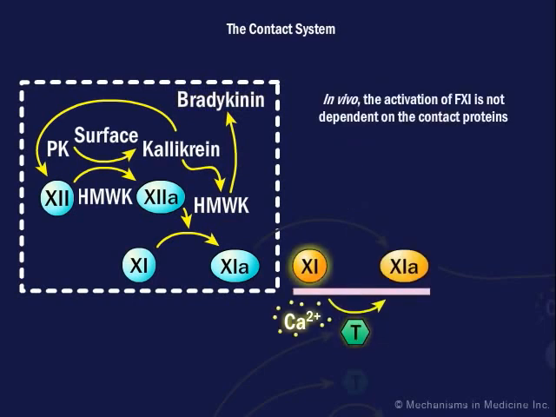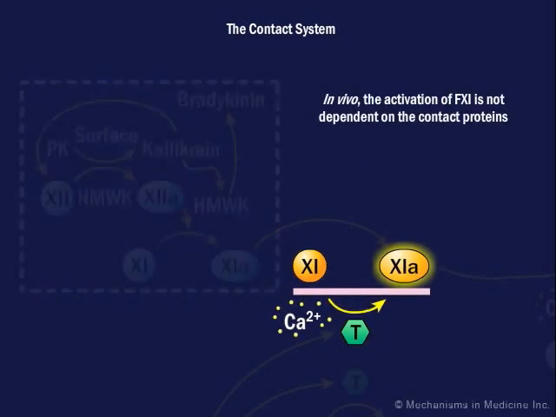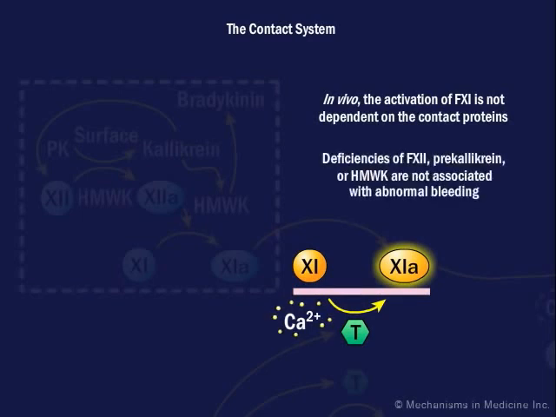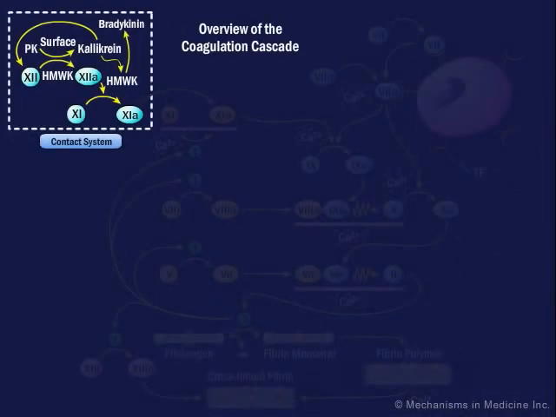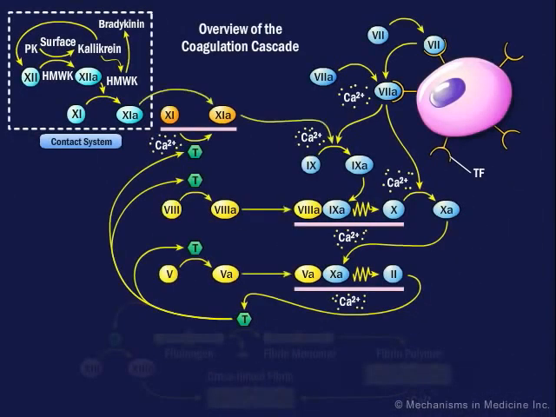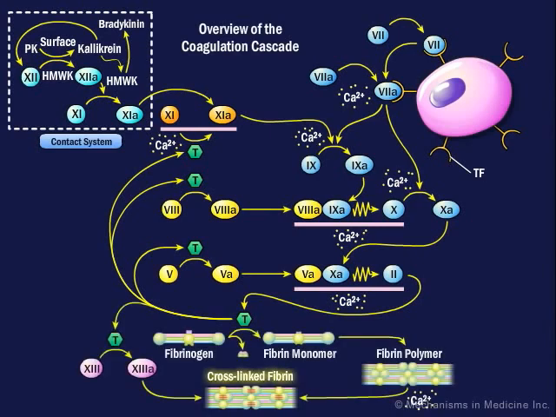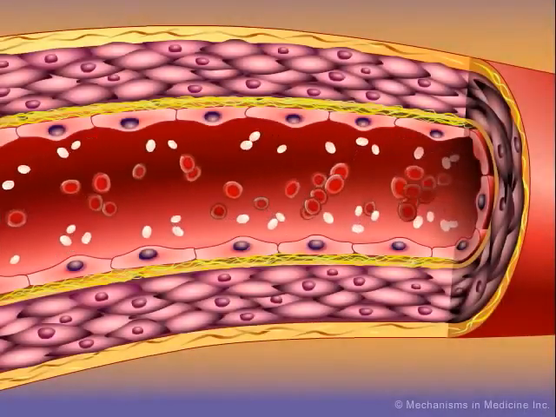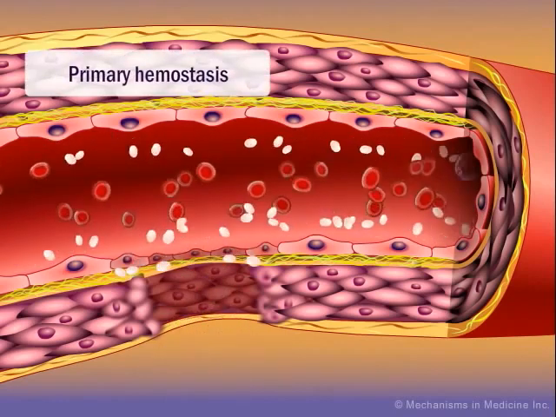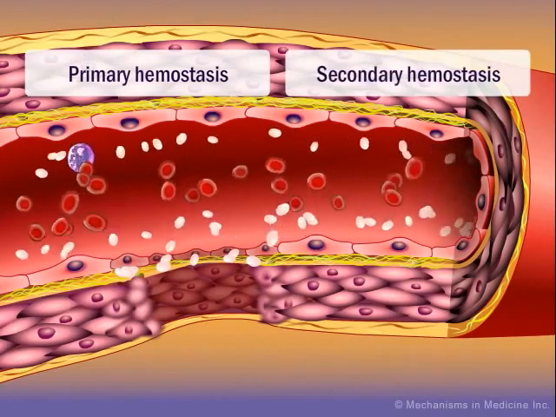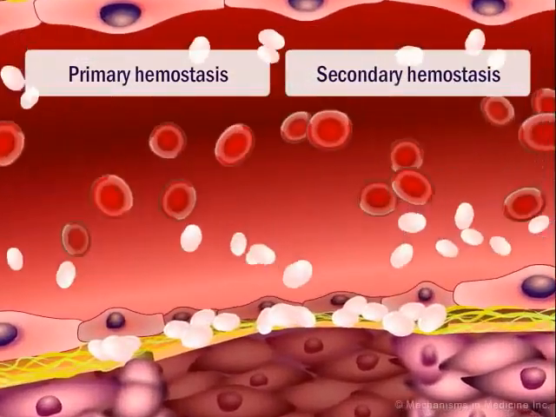In vivo, the activation of factor 11 is not dependent on the contact proteins, and thus deficiencies of factor 12, prekallikrein, or high molecular weight kininogen are not associated with abnormal bleeding. Overall, the coagulation cascade is a series of overlapping and complementary pathways that drive the formation of cross-linked fibrin to stabilize the platelet plug. In summary, when there is injury to a vessel wall, activation of platelets, primary hemostasis, and the coagulation cascade, secondary hemostasis, occur simultaneously.